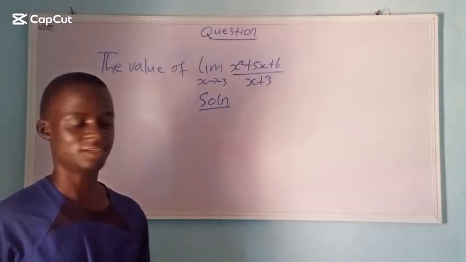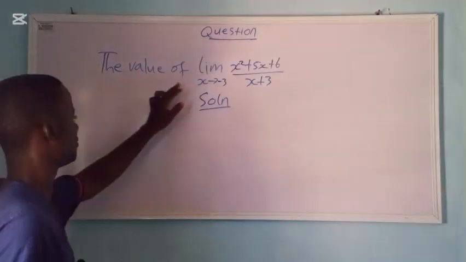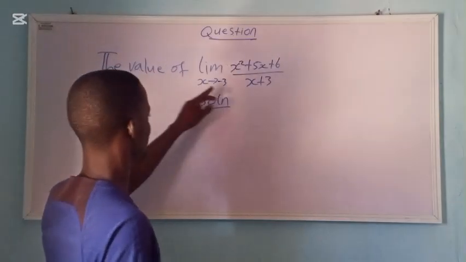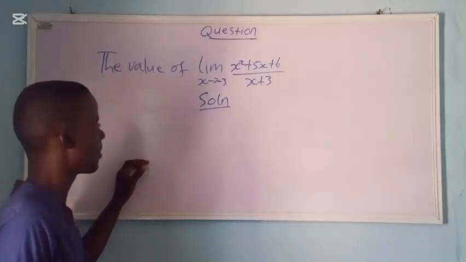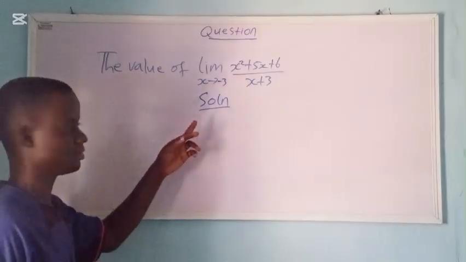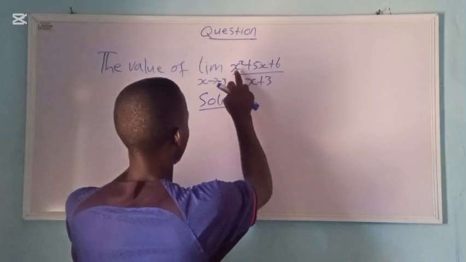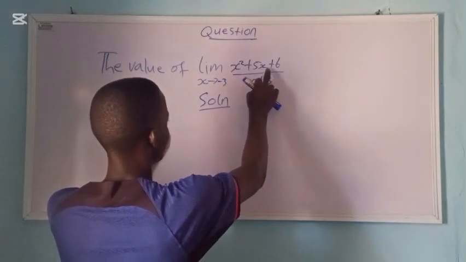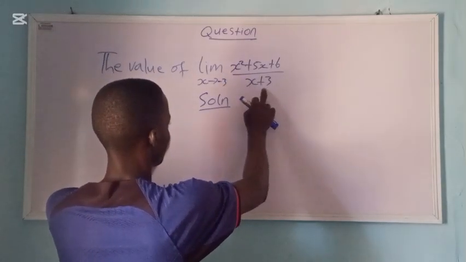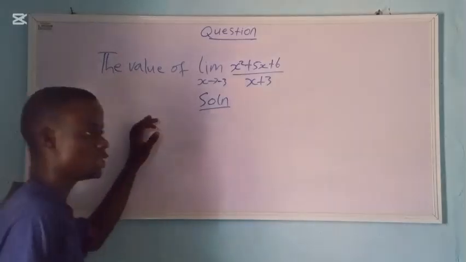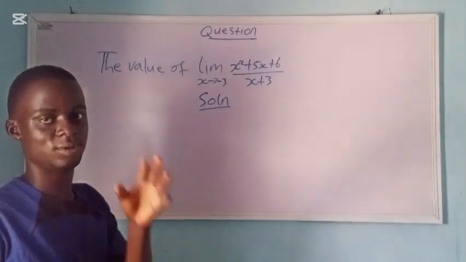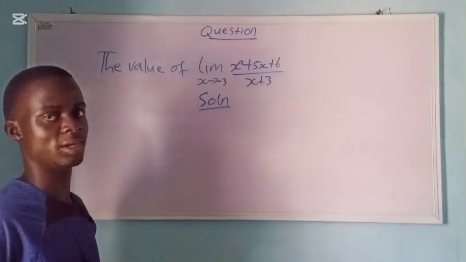All right, here's another question again. The value of the limit as x tends to minus 3. Now, this one, they still give us a minus 3 again. So we have x raised to the power of 2 plus 5x plus 6, all over x plus 3. So now let's use direct substitution. If it gives us undefined, we will still use another method and see.